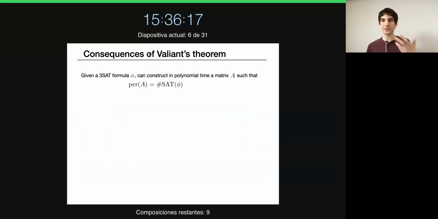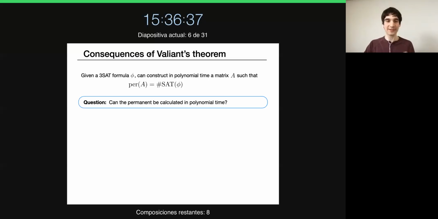So what is sort of the consequence of Valiant's reduction? Well, suppose that I hand you a 3-SAT formula phi. Then using Valiant's reduction, you can construct in polynomial time some matrix A such that the permanent of that matrix is exactly equal to the number of satisfying assignments to that 3-SAT formula. So certainly, going back to this question, can I compute the permanent more quickly?